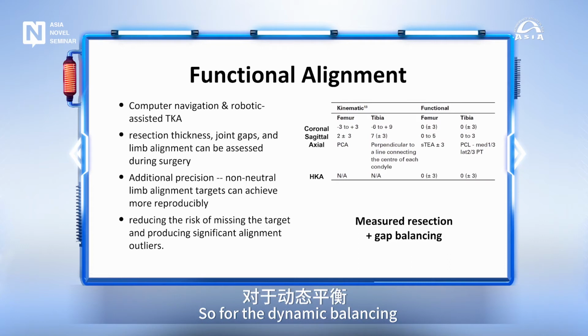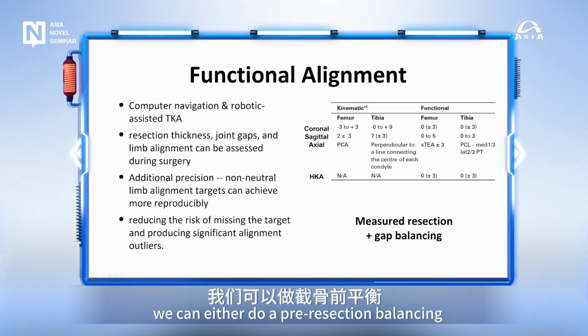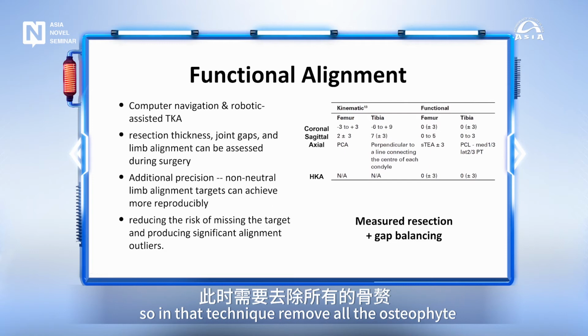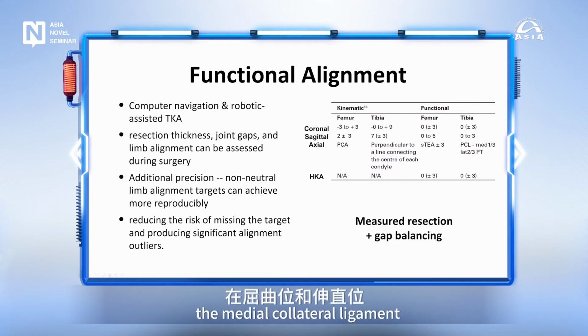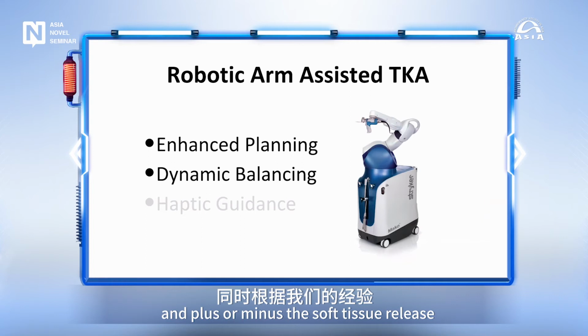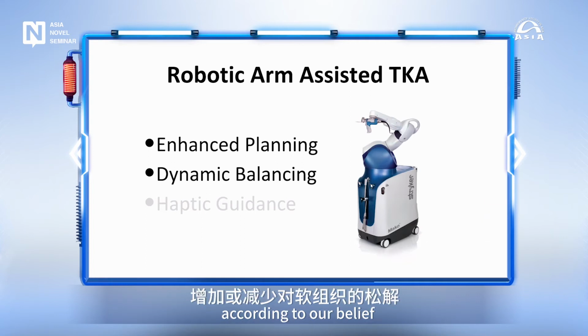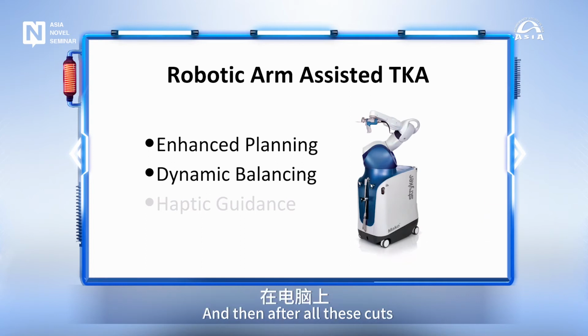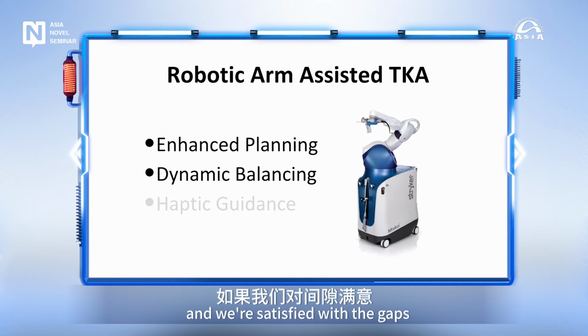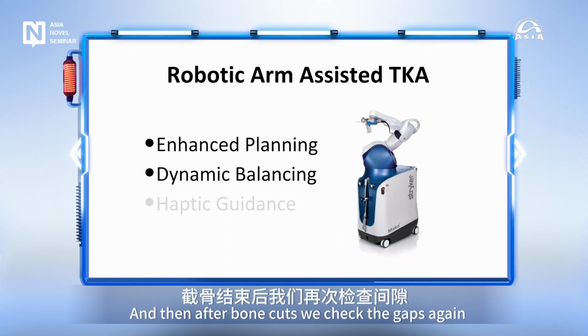For dynamic balancing, we can either do a pre-resection balancing. In that technique, we remove all the osteophytes. After that, we tense up the medial collateral ligament in extension and flexion, and we can adjust the bone cut and plus minus the soft tissue release according to our belief. Then after all these cuts are planned on the computer and we're satisfied with the gaps, we can do the bone cuts. And then after the bone cuts, we check the gaps again.